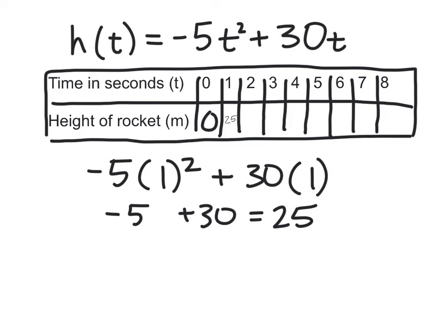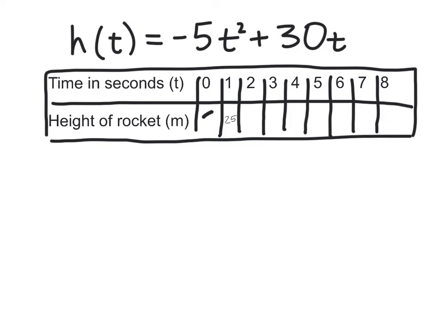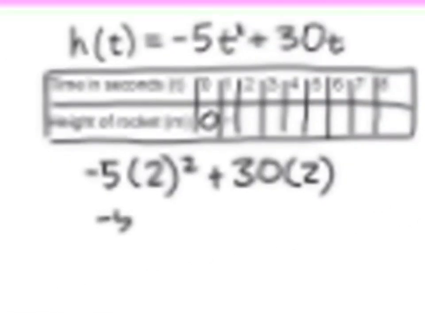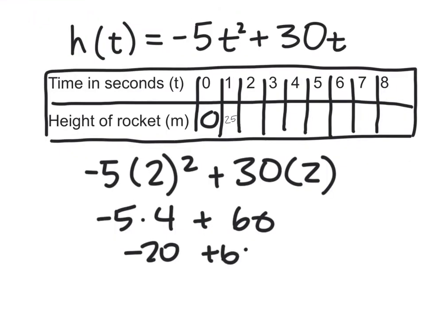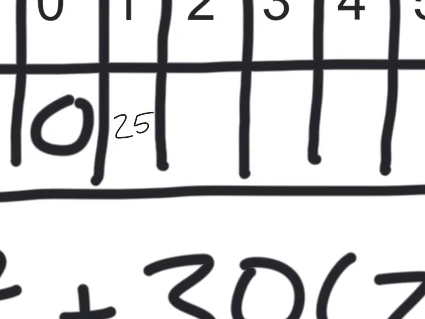So next up we're plugging in 2. We've got 0 and 25. So negative 5 times 2 squared plus 30 times 2. 2 squared is 4. 30 times 2 is 60. So negative 20 plus 60, which equals 40. Alright, after 2 seconds, this rocket is 40 feet high.